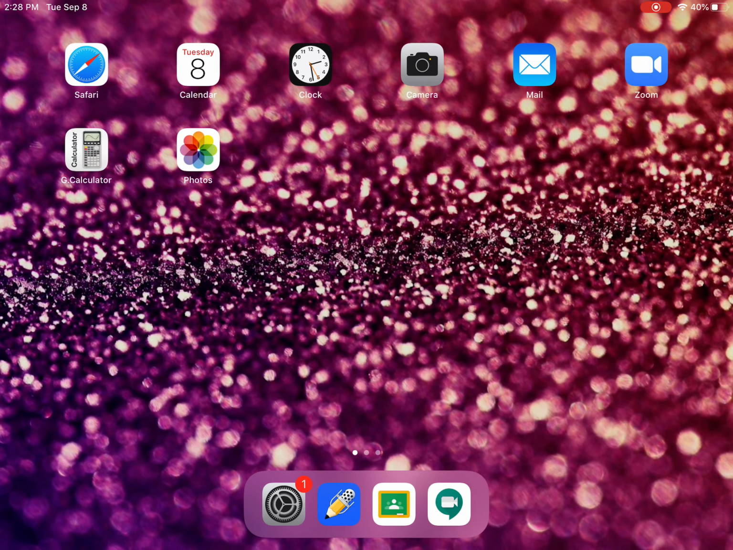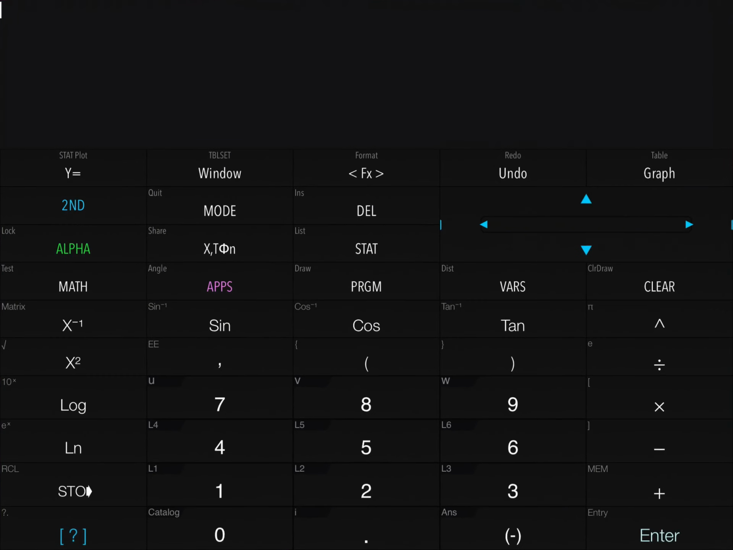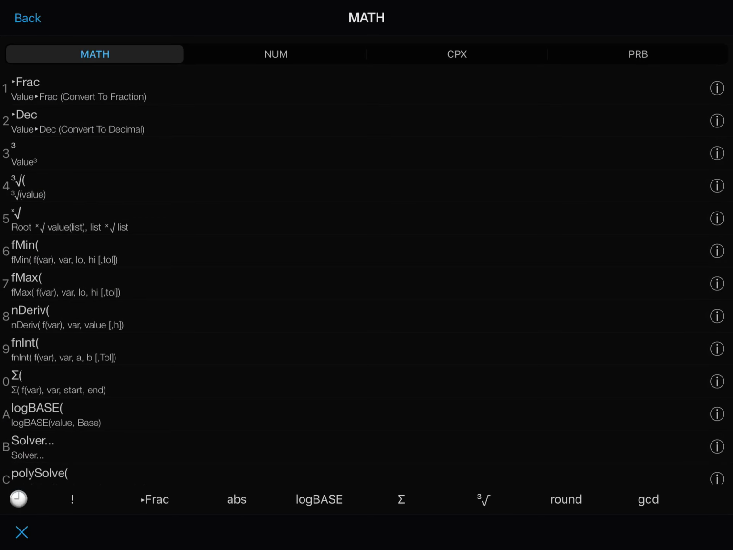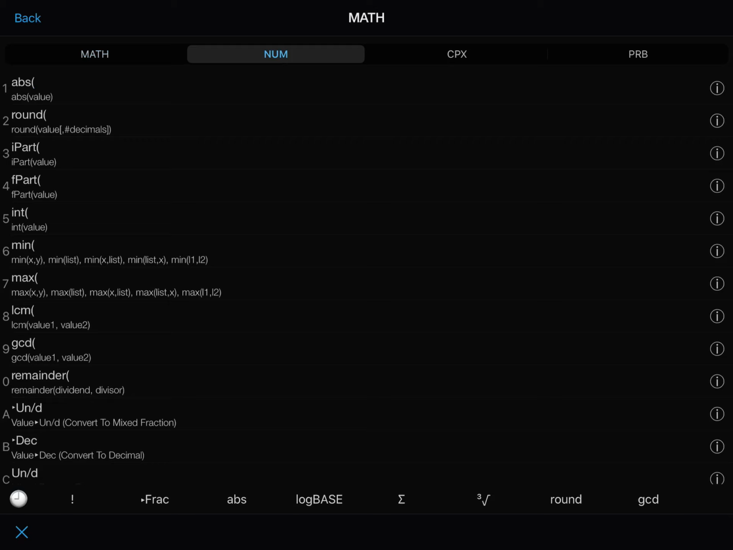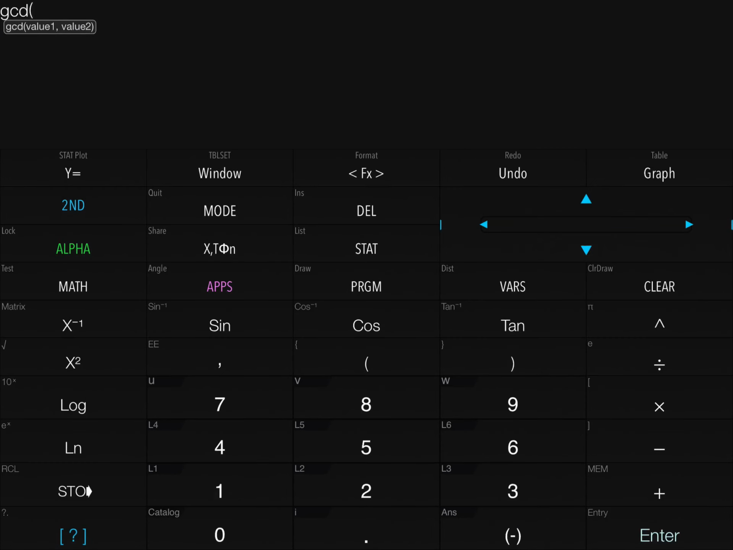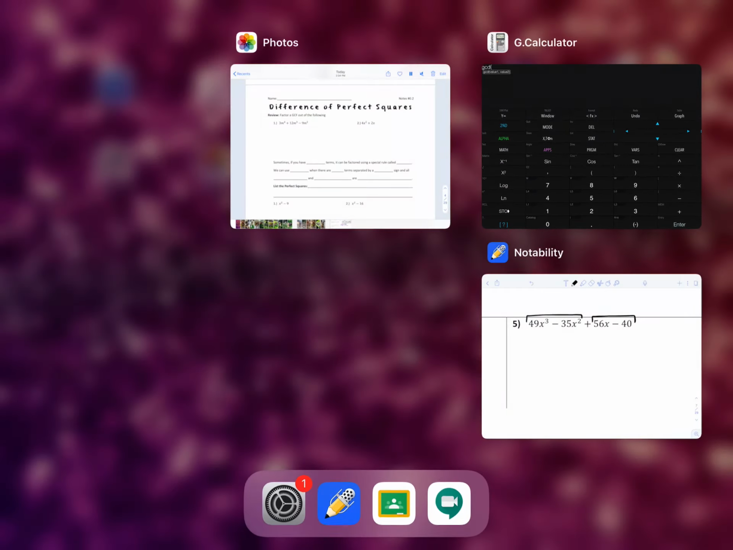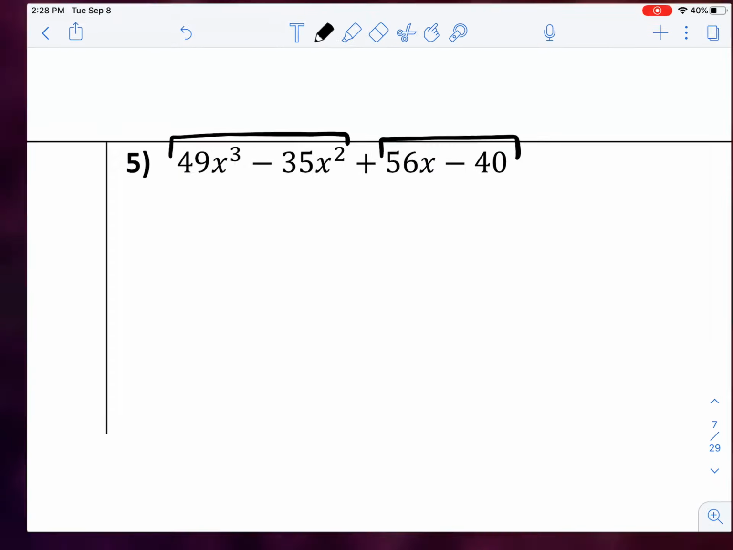So if you go to your calculator, type in or click the button that says math, move over to where it says num at the top, and then click option 9, GCD. GCD and GCF are the same thing. You just have to type your numbers in with a comma in the middle. So what was it? 49 and 35.